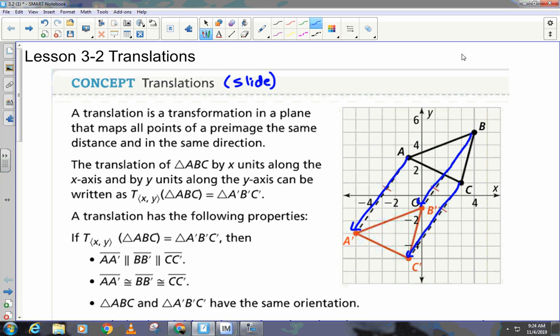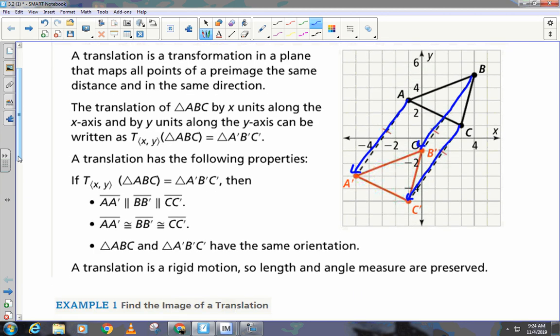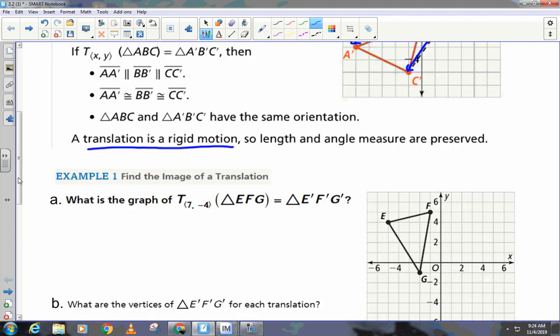So does that mean through a translation, you get rigid motion? Yes, because the size and the shape do not change. Okay? And they also have the same orientation. Whereas in a reflection, you could look at the points and you can see that it was reflected. But you can see here, they don't change. They're in the same orientation. When you're trying to figure out what translation has happened, it's always important to look at the letters and where the primes are. Okay, and that will kind of help you know if it's a reflection or a translation or a rotation. But a translation is rigid motion. The length and the angle measure are preserved.